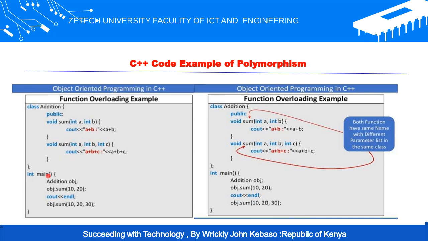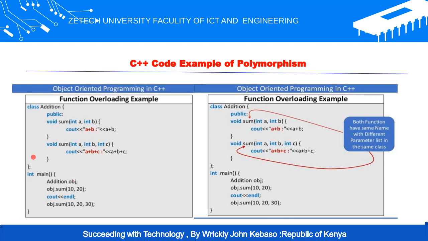Then we go into our main function, and in the main function we create an object for the addition class. That object is called addition obj. Remember, we said sometimes you can simply use one letter, but here we are trying to bring meaning to this particular object variable, to communicate its purpose.